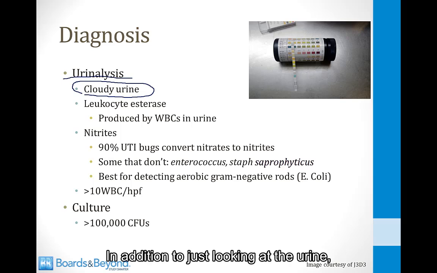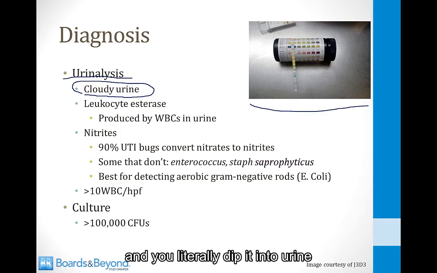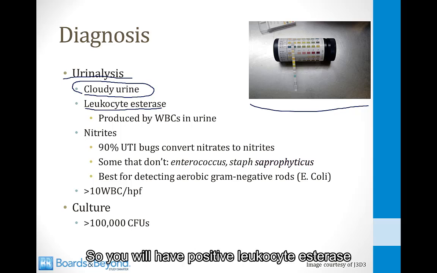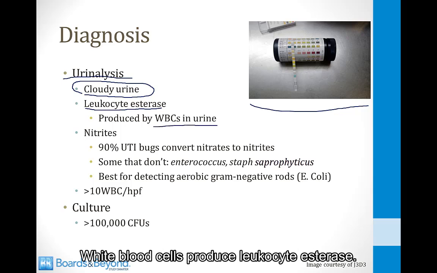In addition to just looking at the urine, you can do a dipstick test. So this is a picture of a dipstick, and you literally dip it in the urine and then wait for the color to change of the different markers. One of those markers is leukocyte esterase. So you will have positive leukocyte esterase on a dipstick of urine in patients who have white cells in their urine. The white blood cells produce leukocyte esterase.